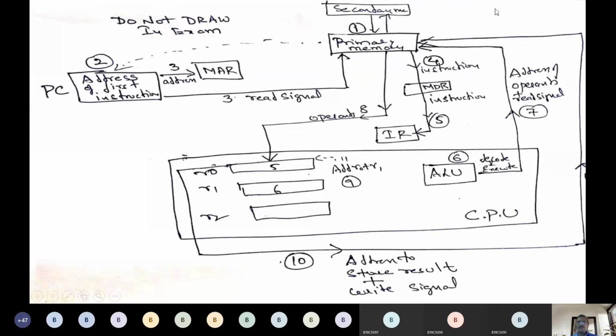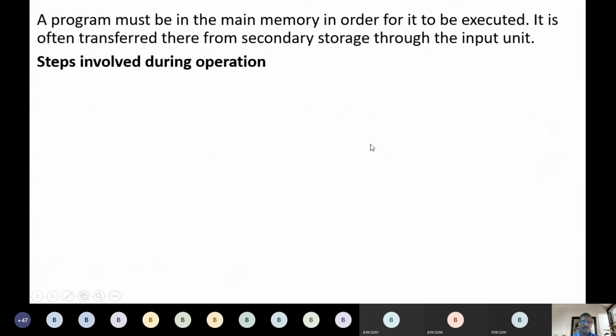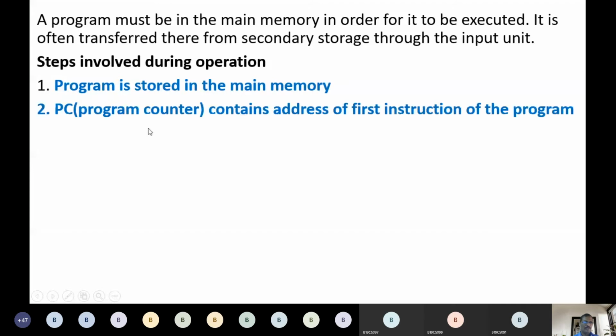So if you remember this diagram, you can write the theoretical steps. Don't draw this diagram in the exam. I drew this for your understanding, based on the theoretical part. The theoretical part you need to write is these statements. First, the program add.c is stored in main memory. Next, the program counter is loaded with the address of the first instruction of the program.